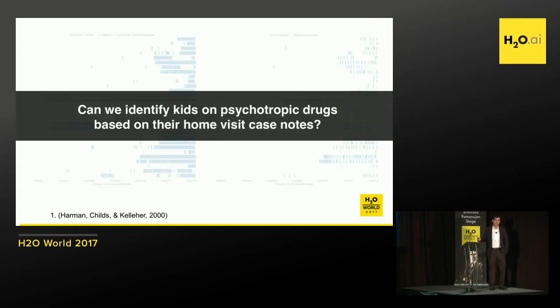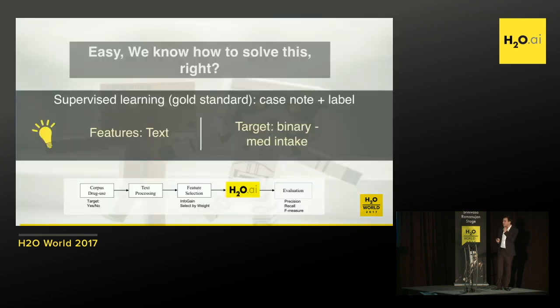So this becomes the question: can we identify these kids based on these home visit notes, which are not originally intended for tracking psychotropic medication use? We're just trying to use these case notes as a proxy.